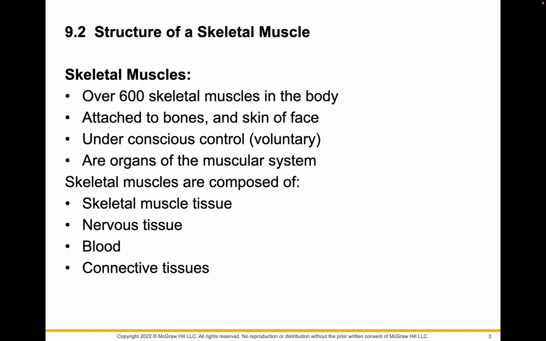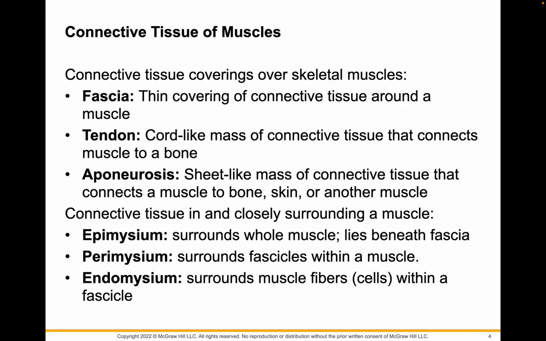They are attached to bones and skin of the face to help make expression. They are voluntary, and each muscle is the organ of the muscular system. They are made of skeletal muscle tissue, the nervous tissue, blood, and other connective tissues.